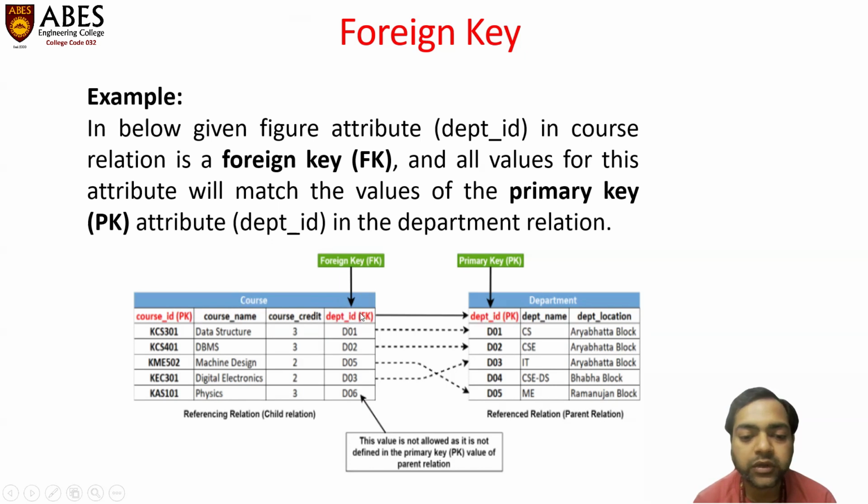We include this attribute in this particular relation. Now, this attribute is considered the foreign key, right? Because it refers to the relation named department. So this is called the referenced relation, and this, course, is called the referencing relation. Or this can be called the parent relation, because the primary key of this relation is included as a foreign key in another relation. So this will be called the parent relation, and this will be called the child relation, right?